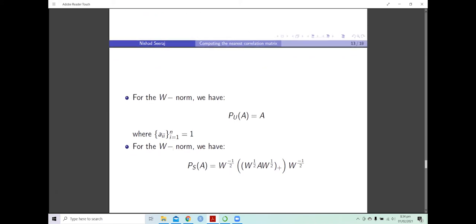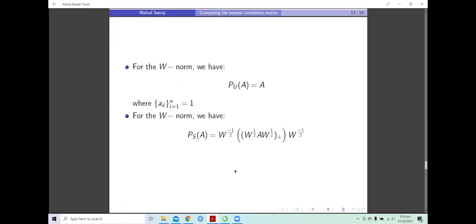Now, the S projection is a bit more complicated, the proof that is, but this is the expression here. All that this is saying is that we're taking A, weighting it by the W matrices, taking the spectral decomposition of it, recall the initial theorem, and replacing all of the negative eigenvalues with 0. So we're taking either 0 or the actual eigenvalue, and then applying these two weights to it.